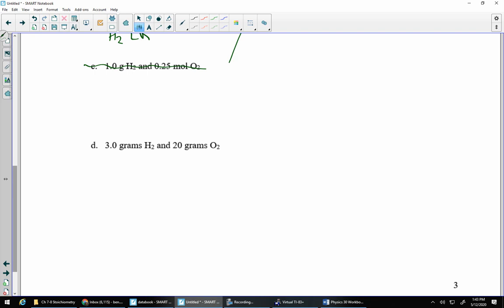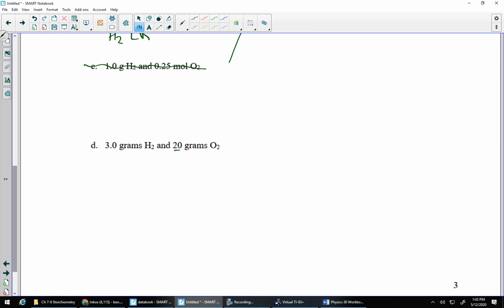The grams are what typically confuse people because yes, 20 grams of oxygen is a lot more mass, but that doesn't necessarily mean it's more molecules or more moles. So let's check it out. Again, it's just 2 stoichiometric equations, and we're trying to figure out which one makes the least product.